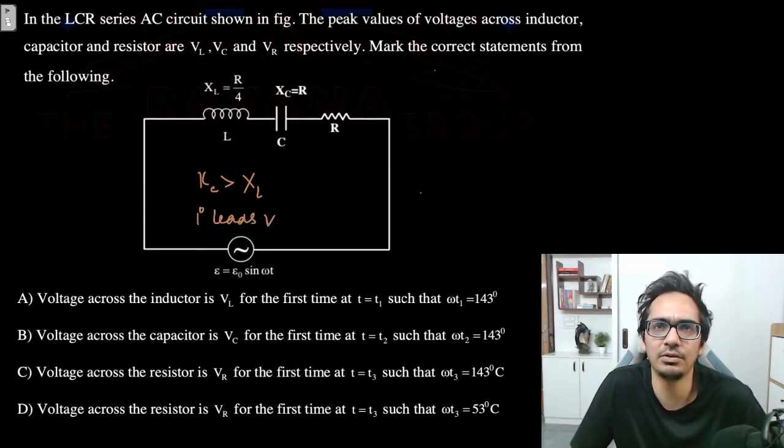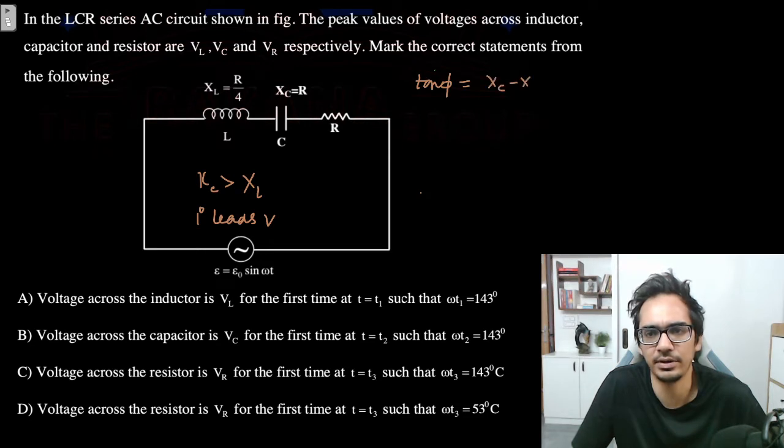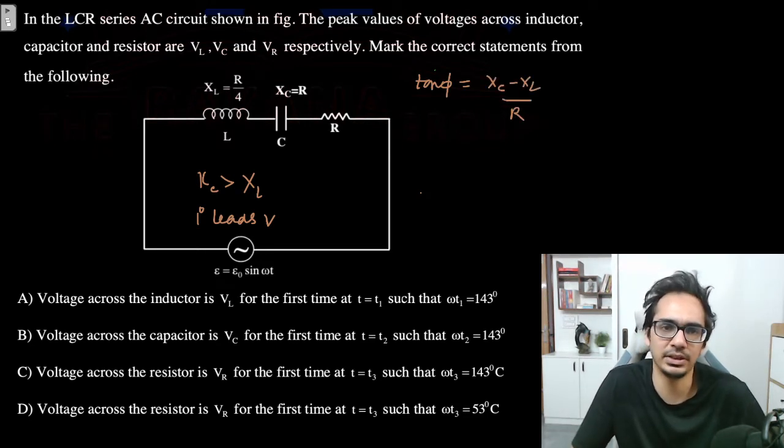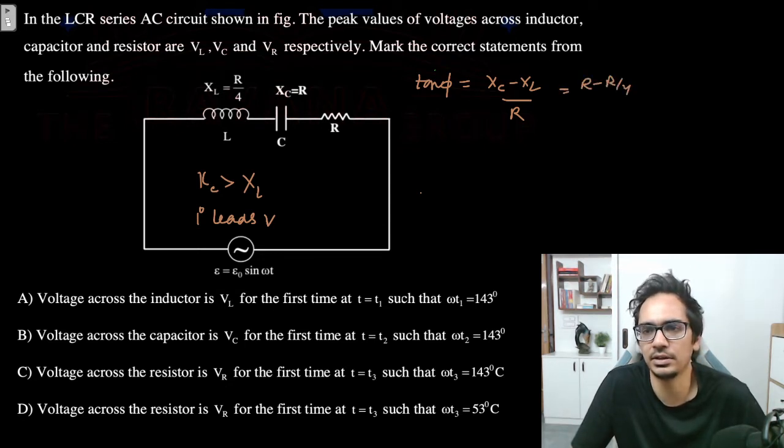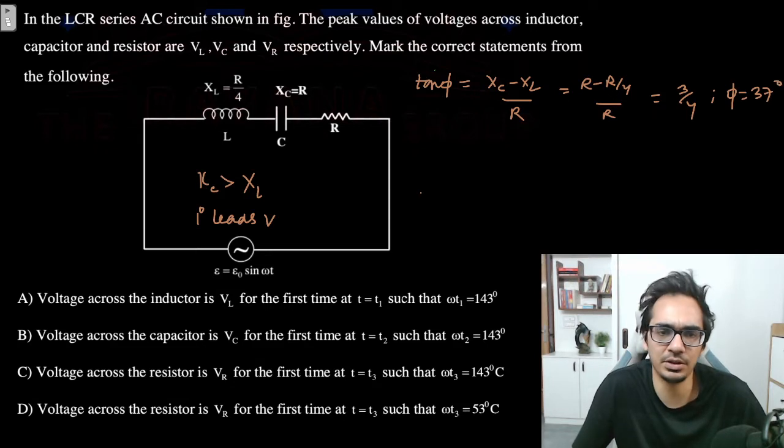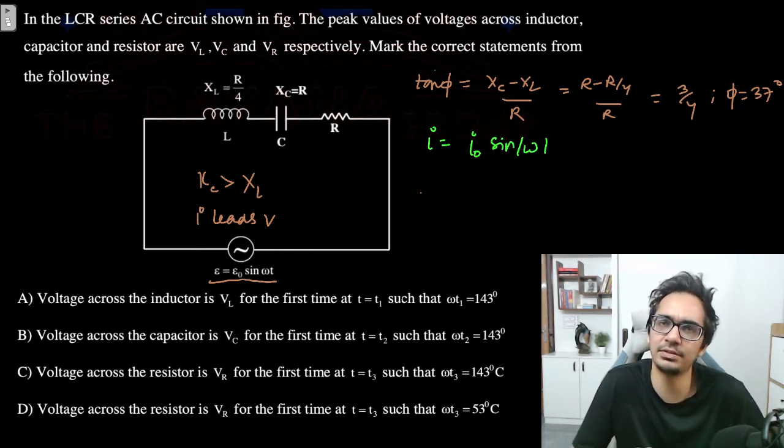Let's find the equation of current, or maybe the phase difference. So tan phi is equal to XC minus XL divided by R. I'm using XC minus XL because XC is greater than XL. So R minus R by 4 divided by R is equal to how much? 3 by 4. So that means phi is equal to 37 degrees. Now the voltage equation is E equal to E naught sin omega t, which is given in the question. So the equation of current will be I equal to I naught, where I naught is E naught by Z, into sine omega t, and the phase difference is 37.